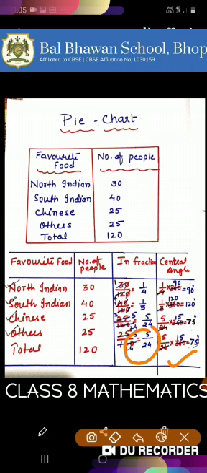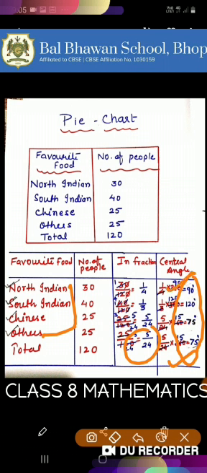Children, like this we will get the central angle for all four data. Here you can do one more thing. You can cross check whether your calculations are correct or not. How? You just add all the central angles and it should be equal to 360 degrees. And if it is not equal to 360 degrees, that means the calculations are wrong somewhere. Let's see whether it is equal to 360 degrees or not.